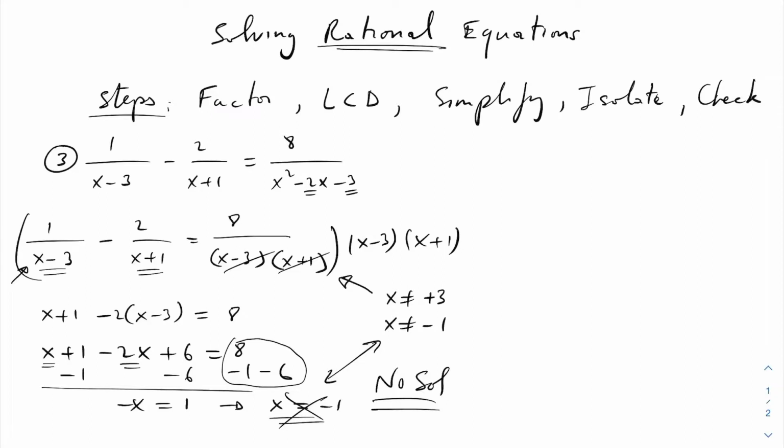What this means basically is that in this equation that you have up here, this expression on the left and this expression on the right would never be equal to each other for any numbers.